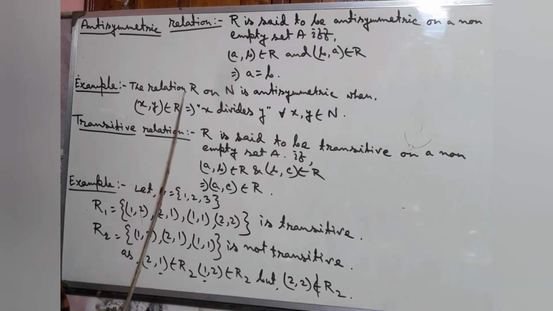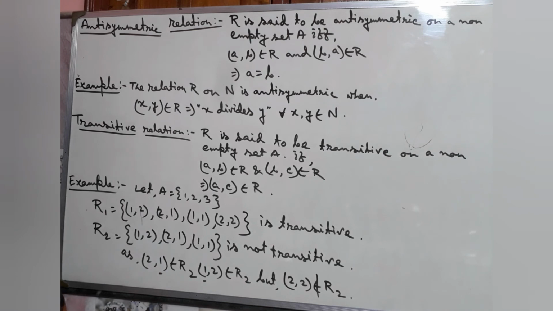Suppose a relation R is defined on the set of natural numbers. It will be an antisymmetric relation if it is defined as (x, y) belongs to R when x divides y, where x and y are natural numbers. That means suppose 3 divides 6, but 6 does not divide 3. So, if 3 divides 3 and its reverse also 3 divides 3, ultimately (x, y) and (y, x) both belong to R. Ultimately, we can say that x equals y, that means it will be an antisymmetric relation.